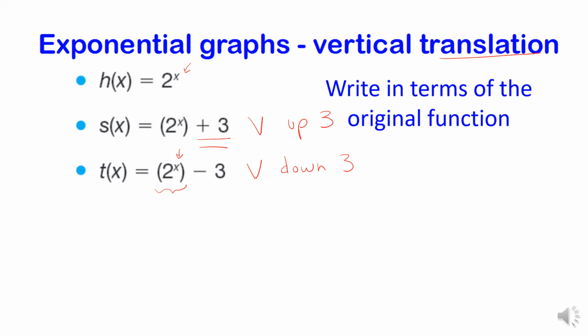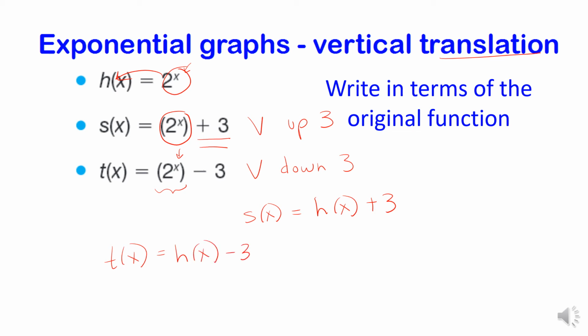Okay, and if we were going to write it in terms of the original function, so if I wrote s of x, it would equal h of x plus 3, because I took this equation, which was the h of x, and I added 3. And the t of x would be my original function, h of x, and it would be minus 3, like that. So that's writing it in terms of the original function.